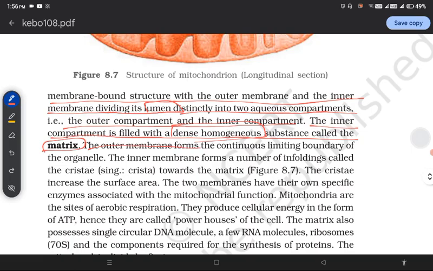The outer membrane forms the continuous limiting boundary of the organelle. माइटोकॉन्ड्रिया आउटर मेम्ब्रेन जो होता है ना कंटिन्यूस लिमिटिंग बाउंड्री फॉर्म करता है, कंटिन्यूस लिमिटिंग बाउंड्री ऑफ द ऑर्गेनेल. The inner membrane forms a number of infoldings called cristae.